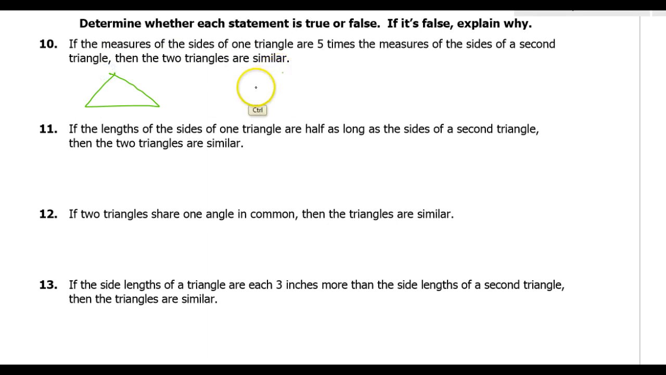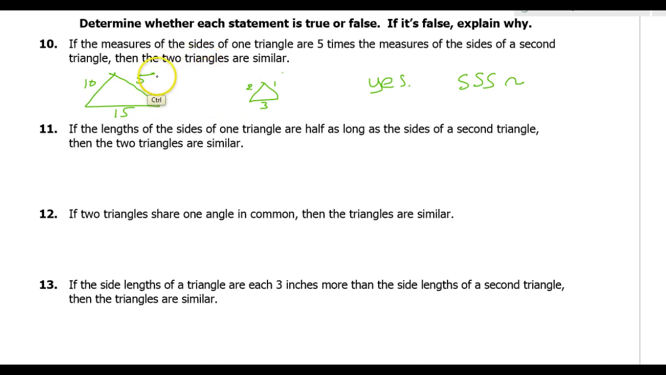for example, say if we have a small triangle that has sides 1, 2, and 3. So if one triangle has the measures that are 5 times another triangle, so this would be 5 and 10 and 15. Would these triangles be similar? Yes. These would be similar because they're basically describing side-side similarity.